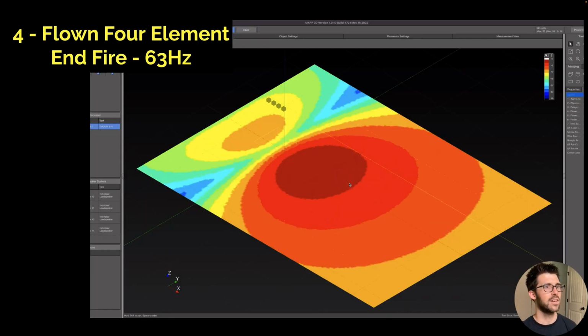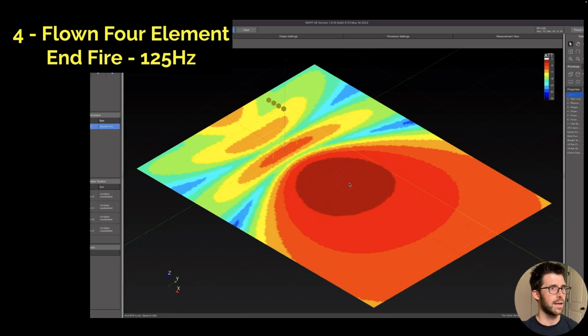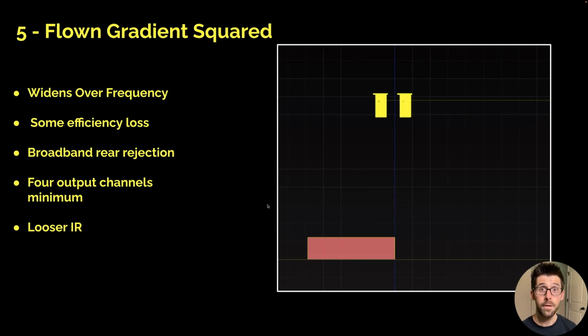So that's 31 hertz, 63 hertz, and then 125. Again, we see this pattern weirdness. Again, I think this one works better if you have crossover frequencies that are lower, so you're not getting some of this weirdness up top. But our fifth array here is the flown gradient squared array. This one's super fun. It's actually combining two different setups.